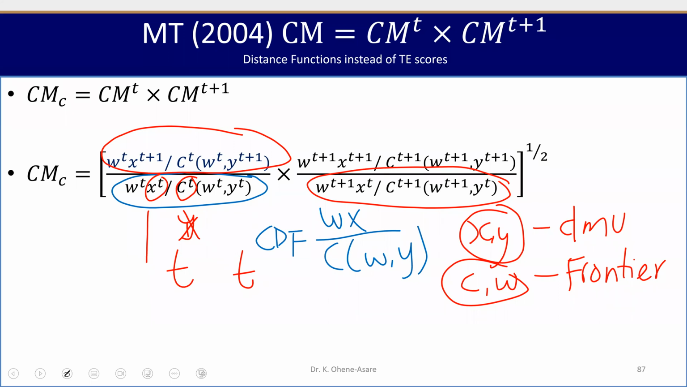Okay, so we are looking for the cost distance function. Kizito, just hold on. Hello. Someone is answering. Okay, we are looking for the cost distance function of a firm in period T plus 1 relative to the frontier T in period T. Okay. Thank you.